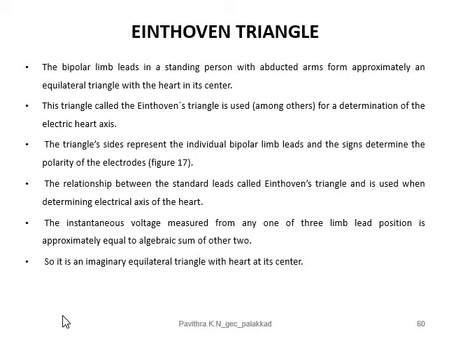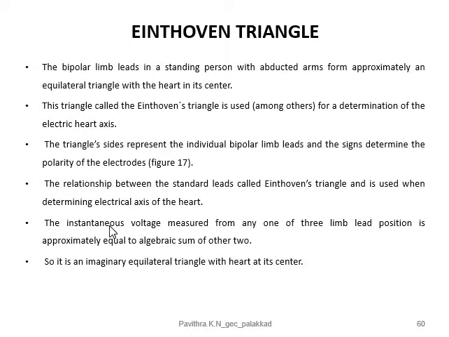This Einthoven triangle is used for the determination of the electrical axis of the heart, and the triangle sides represent the individual bipolar limb leads, and the signs determine the polarity of the electrode. The relationship between the standard leads is called Einthoven's triangle, and it is used when determining the electrical axis of the heart. By observing this Einthoven triangle, the electrical axis of the heart can be determined.